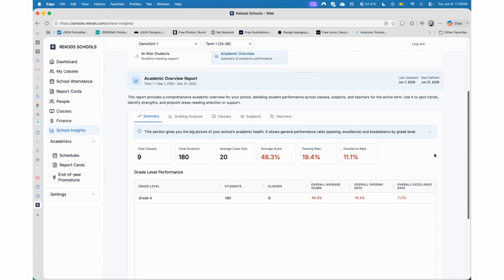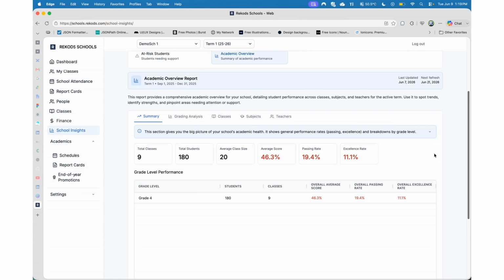A few things to keep in mind for how you'd use this day to day. The data refreshes every 2 weeks, so it reflects the most recent grading and attendance cycles. For board reports or leadership check-ins, the Summary tab is your starting point. For staff management and departmental planning, you'll spend most of your time in classes and subjects. And for appraisal or professional development conversations, Teachers gives you the data layer you need.